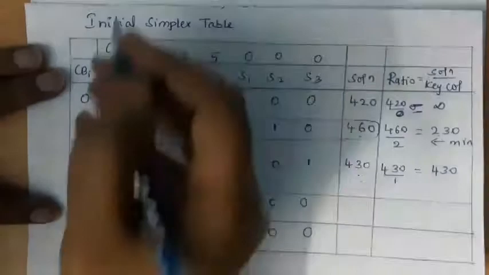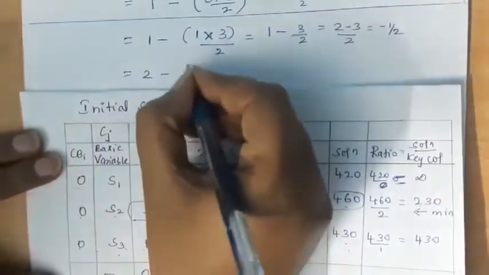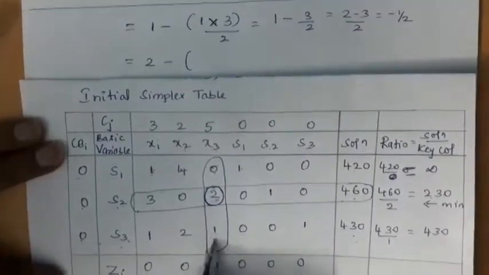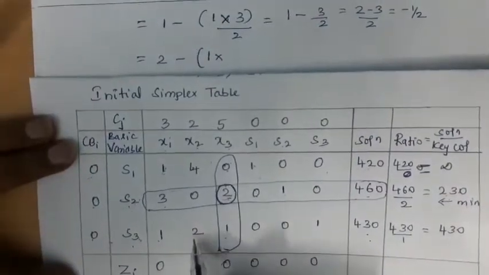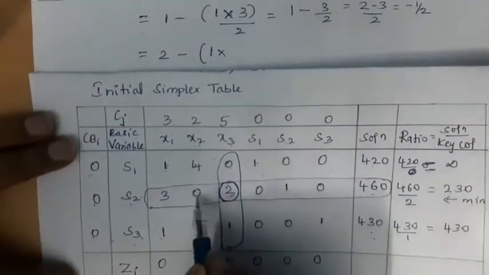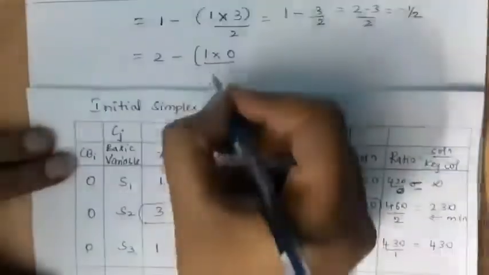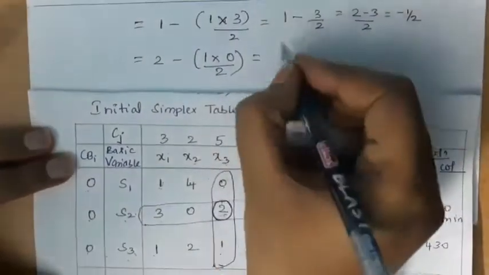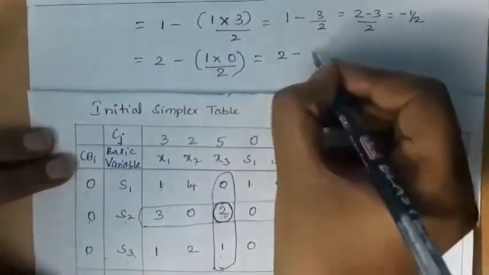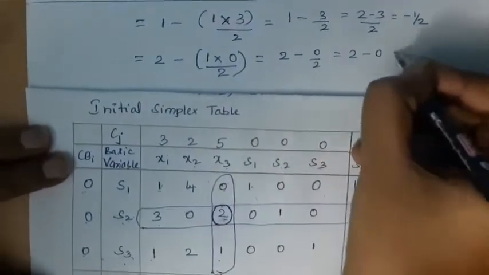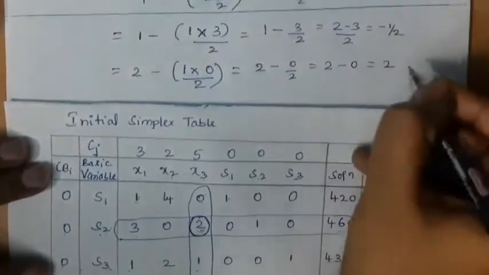Next, the old value in the S3 row is 2. So write down 2 minus the corresponding key column value, which will be 1 only. For all the values, the corresponding key column value will be 1 only. 1 into the corresponding key row value. For 2, the opposite value in the key row, that is 0, into 0 divided by the key value 2. So that is equal to 2 minus 1 into 0, 0 divided by 2. So that is 2 minus 0 by 2 is 0. 2 minus 0, that is equal to 2. So write down 2 here.